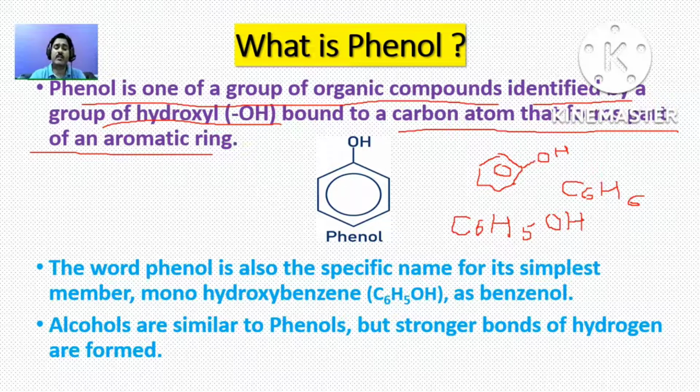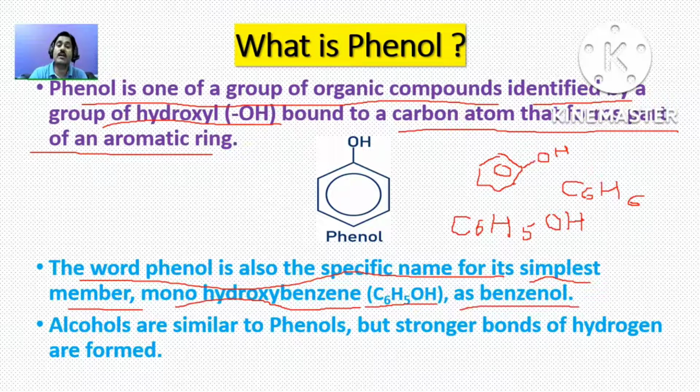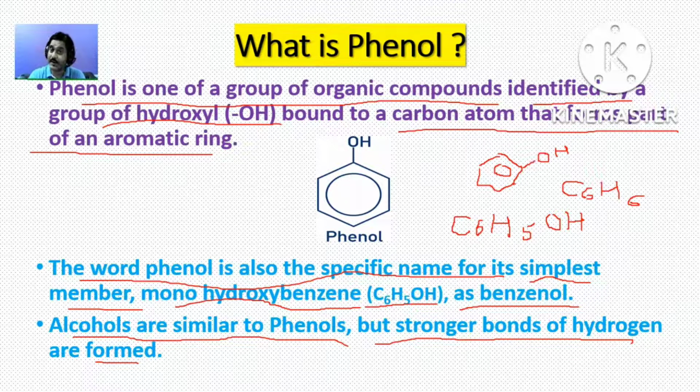The word phenol is also a specific name for its simplest member, monohydroxybenzene, that is C6H5OH, which is also called benzenol. Now, alcohols are similar to phenols, but stronger bonds of hydrogens are formed. That is the main point. You have to remember it. What is that point? That alcohols are similar to phenols.